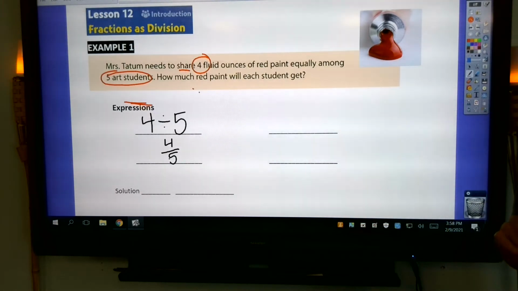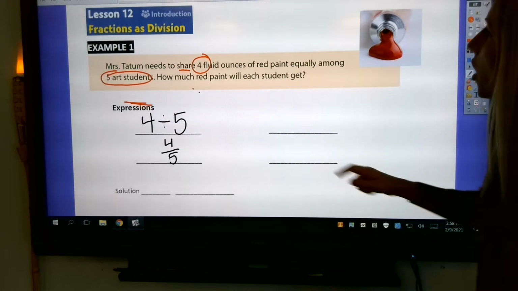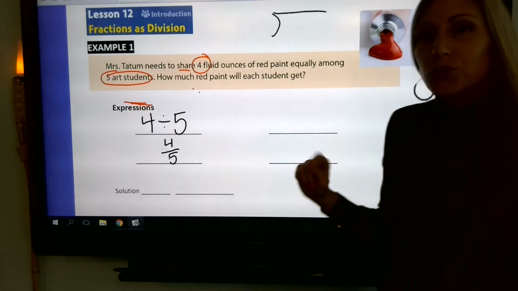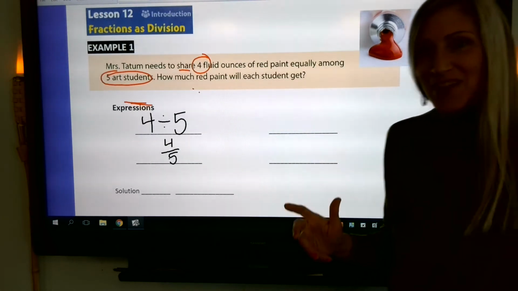Now there's more. There's more than just these 2 ways. And you might be thinking, well, that's it. That's the only thing that shows division. No, it's not this division symbol. That's a way to show your work and solve it. So nope, not that one.